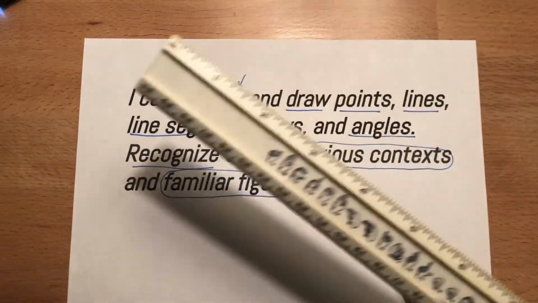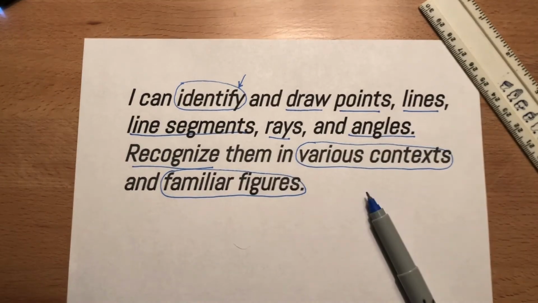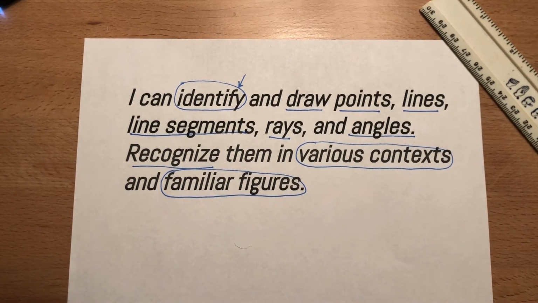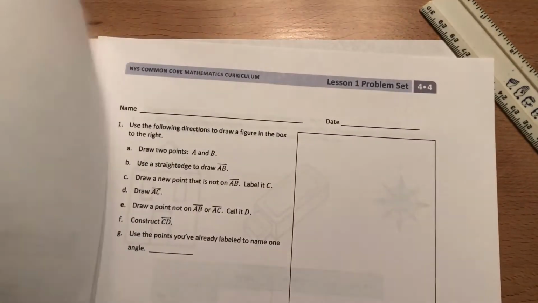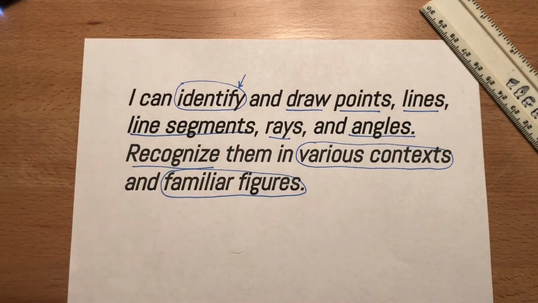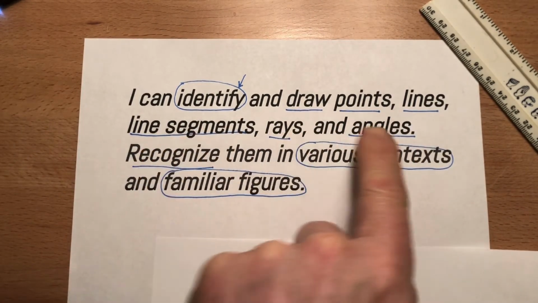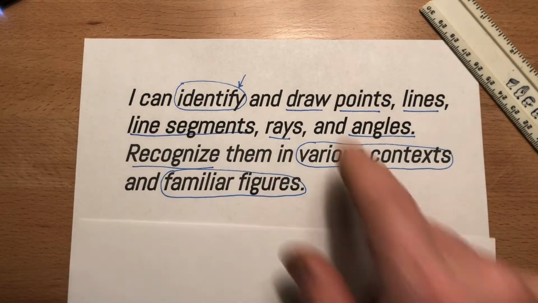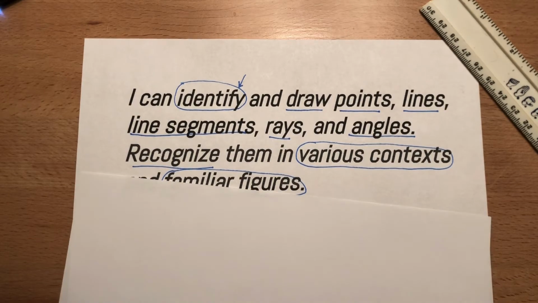So you're just going to need this, not to measure with, but to draw straight lines today, all right? The next thing we're going to need is for you to take your packet, and we're going to just tear off this top page, but we're not going to get rid of this page. We're going to use this page to learn these different, identify points, lines, line segments, rays, and angles, okay? So get yourself set with that.